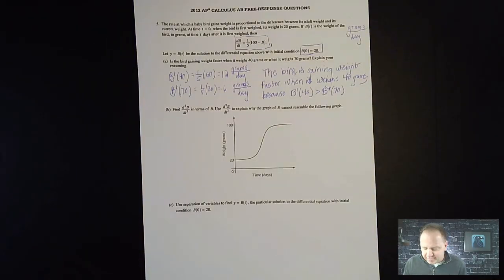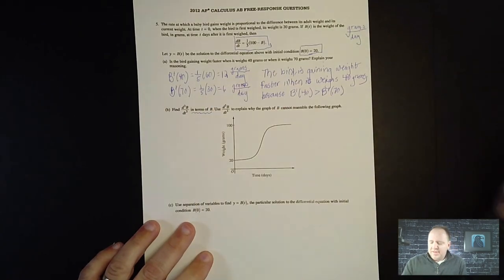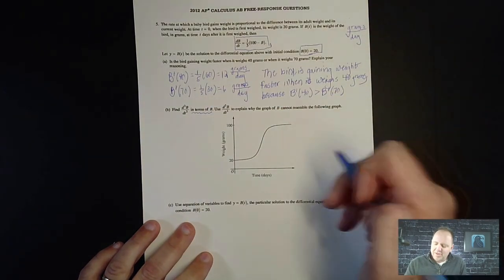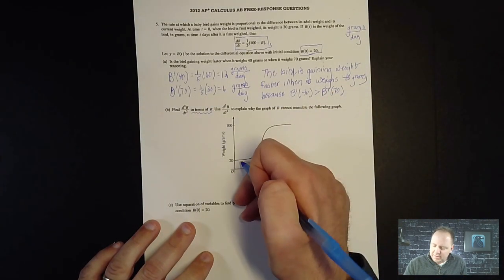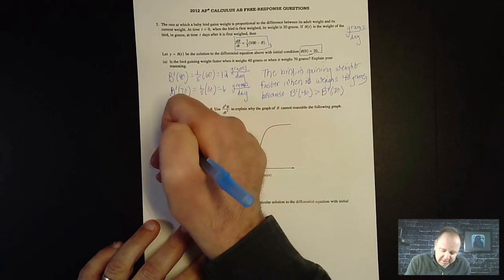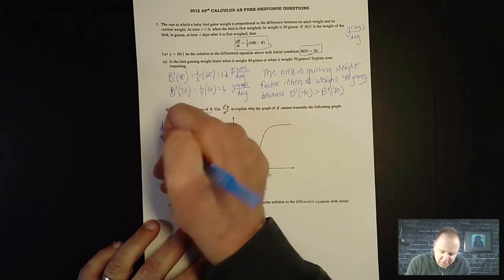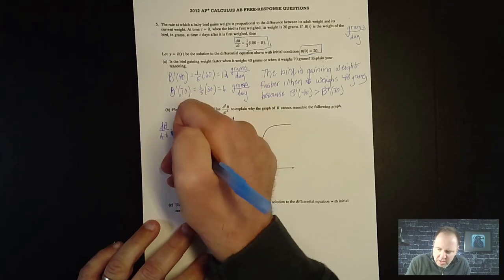All right, now here's where we've got to focus. It wants us to find the second derivative in terms of B. Make sure we understand that. Use that to explain why the graph of B cannot resemble this graph. All right? So watch this. And this is where, again, you just got to be careful. And I'll show you the mistakes students make.